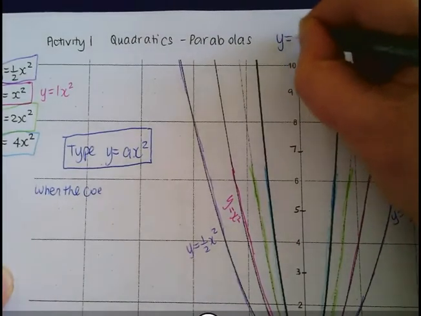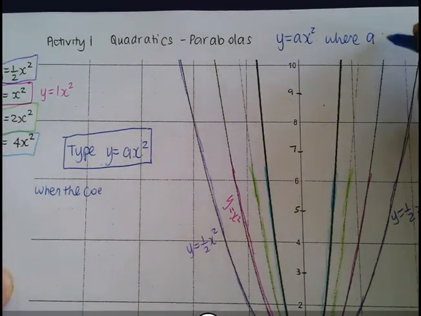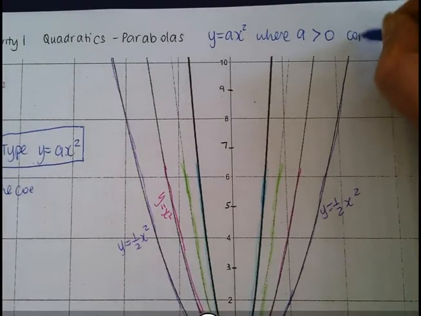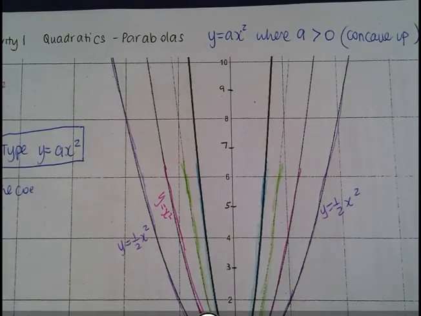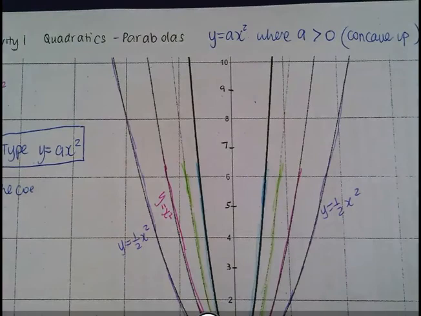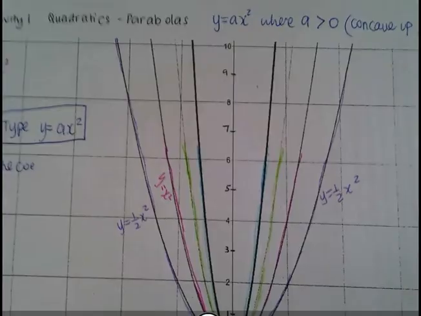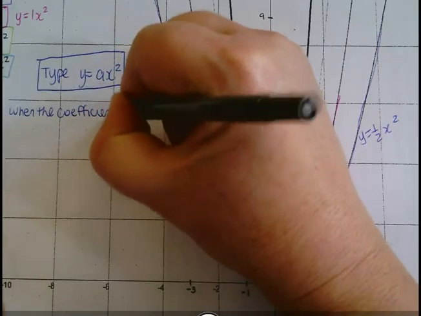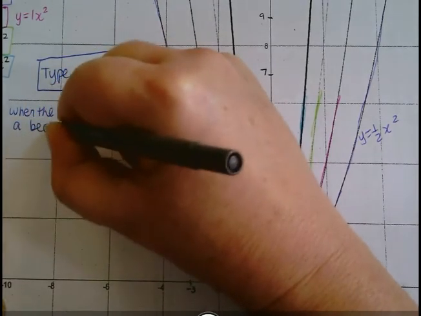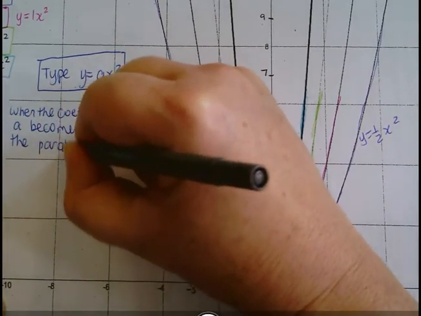This is of the type y equals ax squared, where a is positive or negative? Where a is greater than 0, where a is positive. Aren't they called concave up? Concave up. So that's what we're looking at first in activity 1. Quadratics, which are parabolas when you draw them, of the type y equals ax squared, where a is positive, or concave up. So we're going to write our conclusion now. That's our heading. So when the coefficient of a becomes larger, the graph, the parabola, becomes steeper.